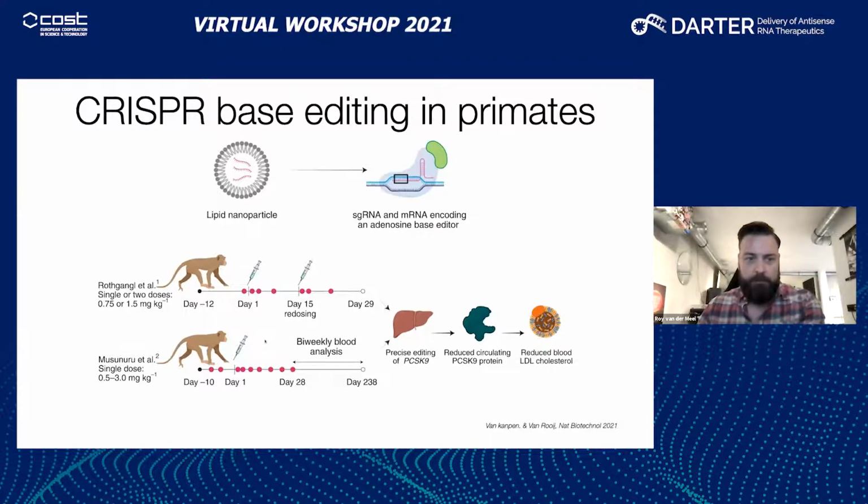So a single guide RNA and mRNA encoding a CRISPR base editor were packaged in lipid nanoparticles and administered to macaques. And after uptake by hepatocytes, the CRISPR base editor introduces a loss of function mutation in the disease-causing gene PCSK9, reducing PCSK9 protein levels and LDL cholesterol particles in the blood. So this in vivo base editing of PCSK9 in monkeys really paves the way for precise genome editing in patients.